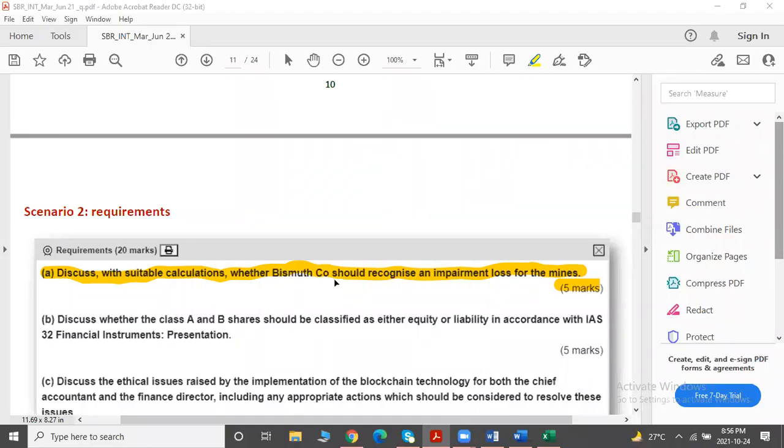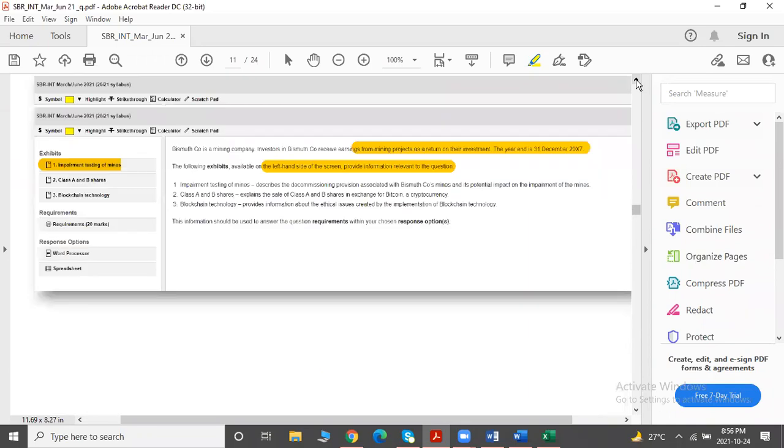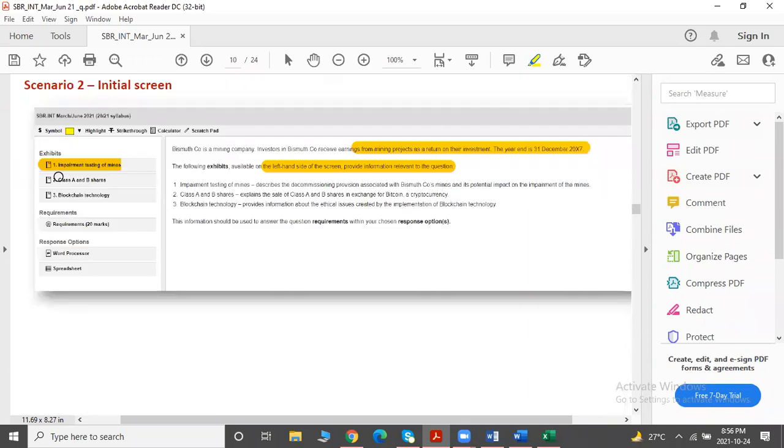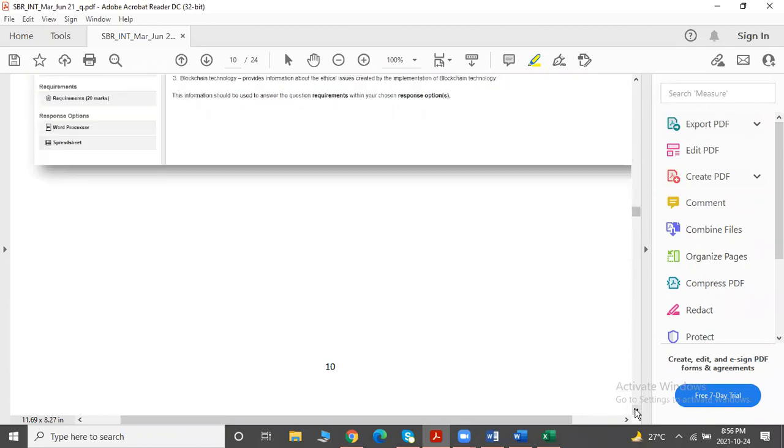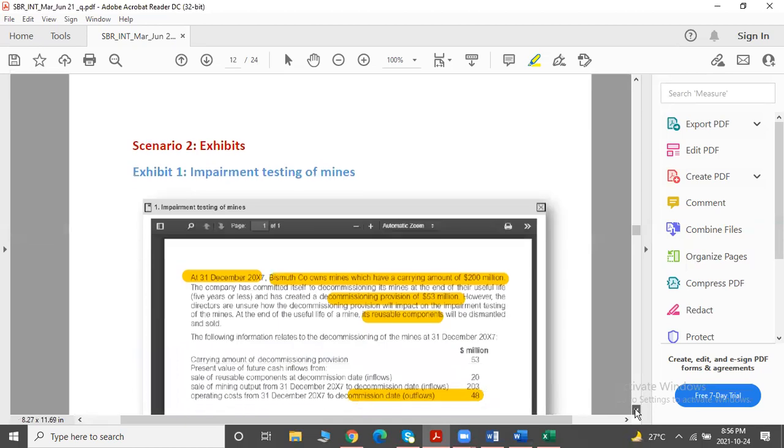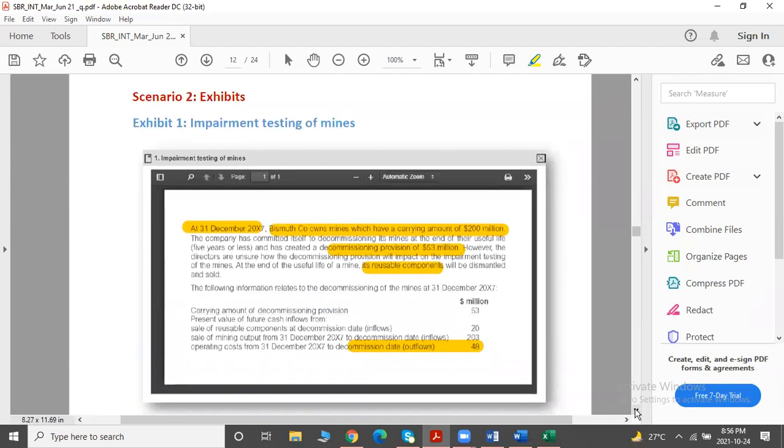Right, so it is part B, which asks us to discuss whether Class A and Class B shares should be classified as either equity or liability in accordance with IAS 32 Financial Instruments: Presentation, 5 marks. The second exhibit is relevant to this part. We do not need to look at any other part, so let us move to the second exhibit.